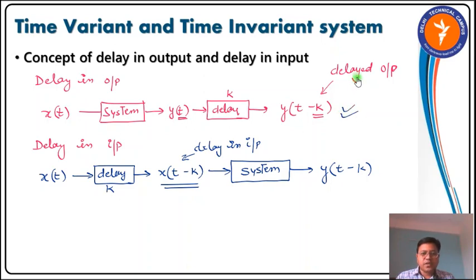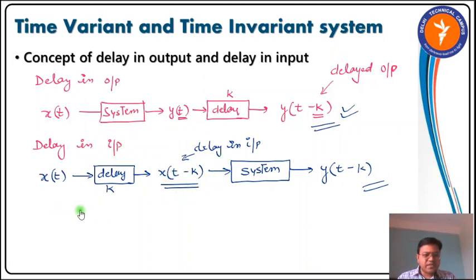And now when the output due to this delayed input is equal to this output, that is delay in output, then we will say the system is a time invariant system. That is, delay in output is equal to the response produced by delayed input. If these two are equal, then the system is time invariant. So in short, how did we calculate the delay in output and delay in input?